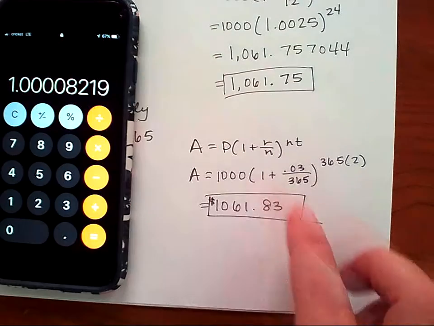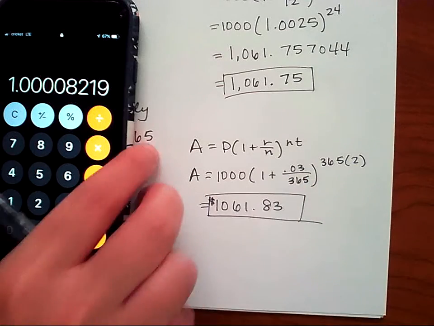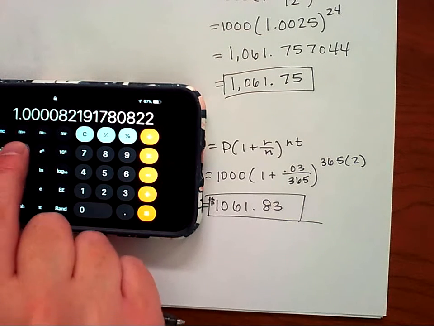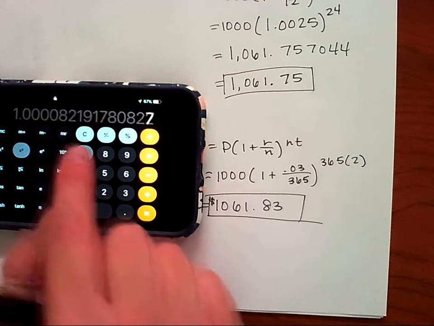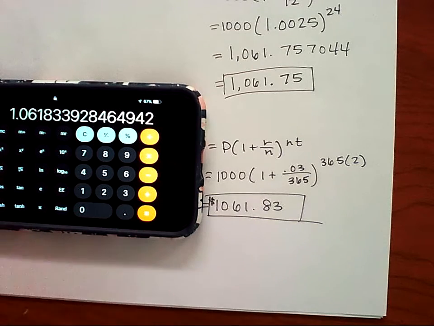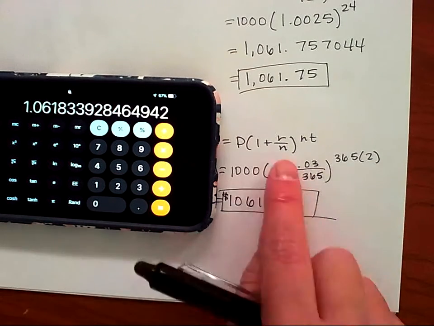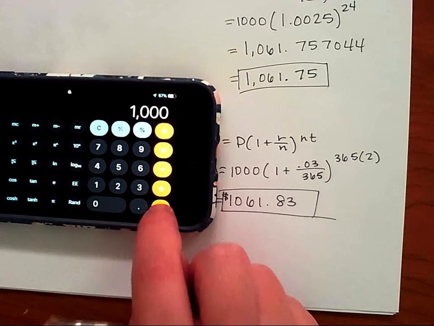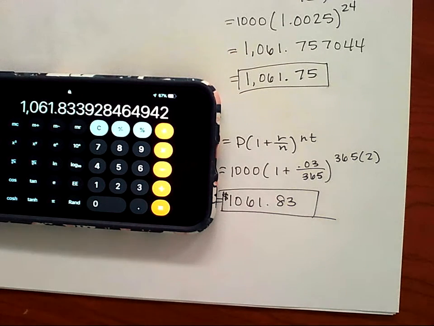From this point I would go to the power. What's 2 times 365? 730. Then I would just hit to the 730. That takes care of this piece. Then I would times it by 1,000, and then I would round. Keep whatever's in your calculator in there. You don't need to retype it. Just keep it in there.